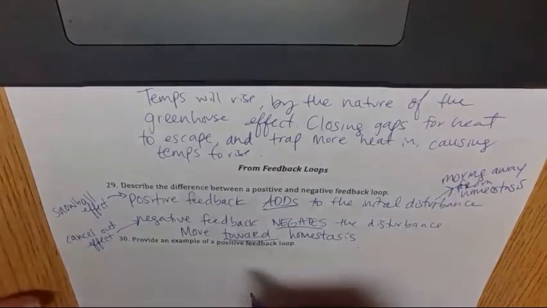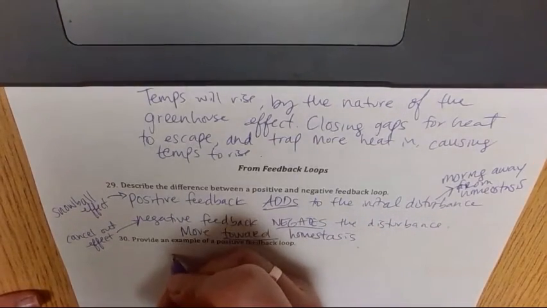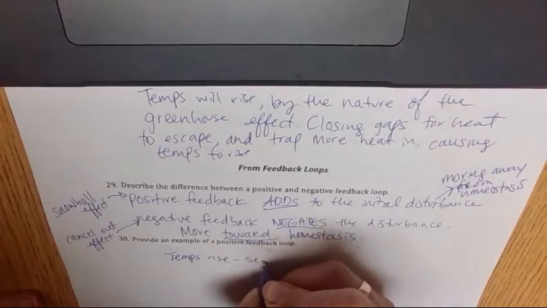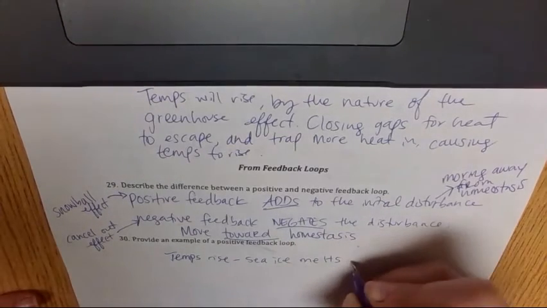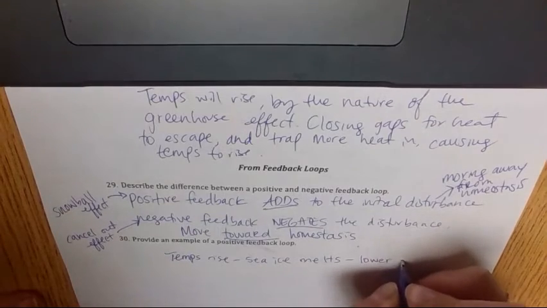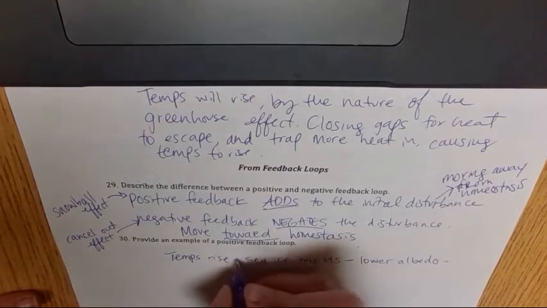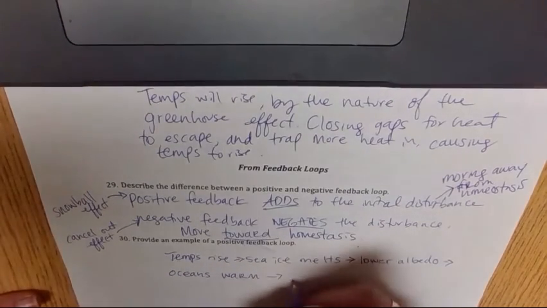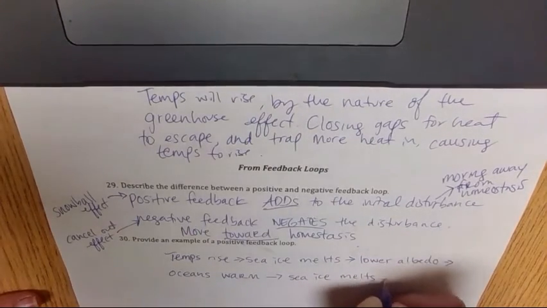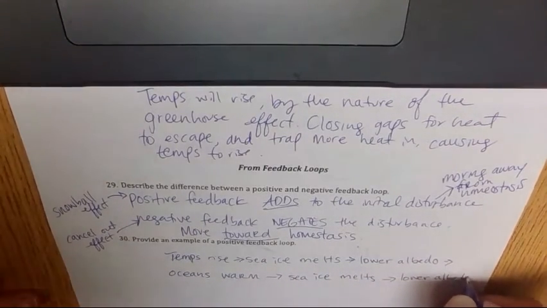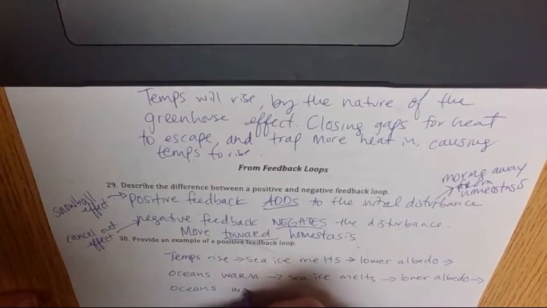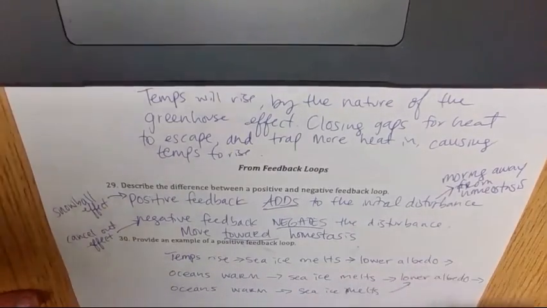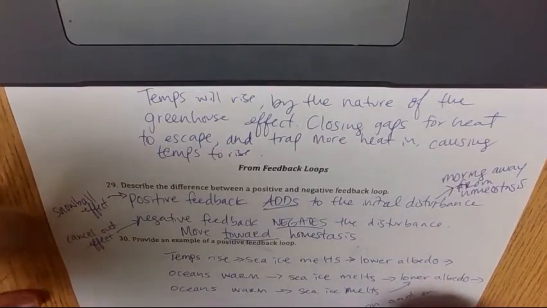An example of a positive feedback loop could be something like temps rise, sea ice melts, lower albedo, oceans warm, sea ice melts, lower albedo, oceans warm, sea ice melts, etc., on and on and on.